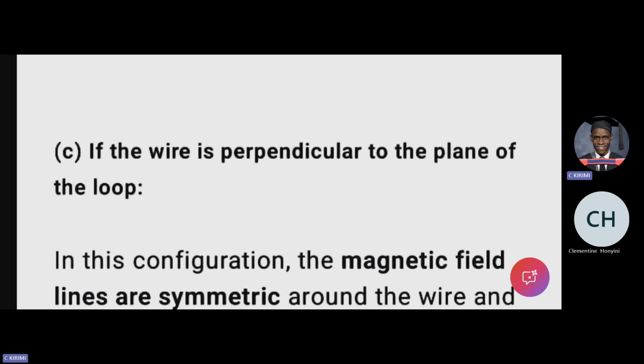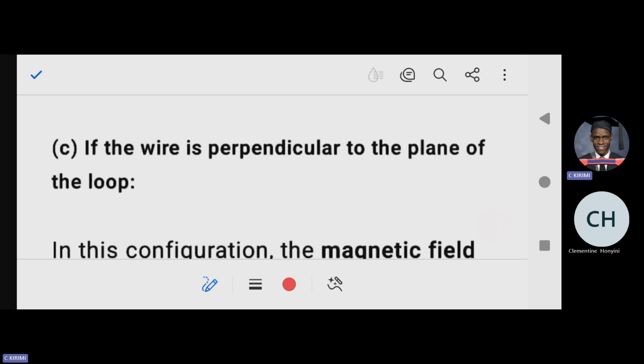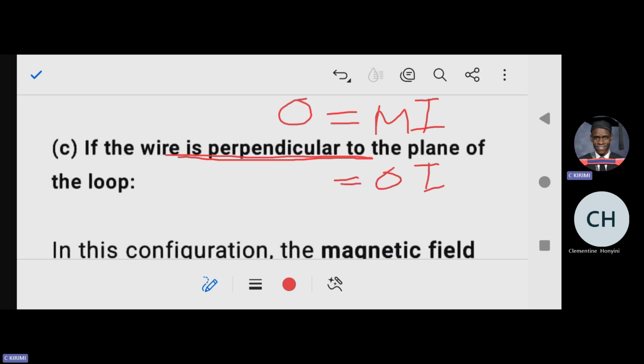The wire is perpendicular to the plane, which means the net flux is 0. Whenever they tell you this, you know the net flux is 0 if the wire is perpendicular to the plane. So in other words, 0 equals M times I. But we know the wire is already carrying current, so it is 0 times I. So the mutual inductance there is going to be 0. In other words, it implies that M equals 0, because what number are you going to multiply by current to get 0? It's just M, which is 0.